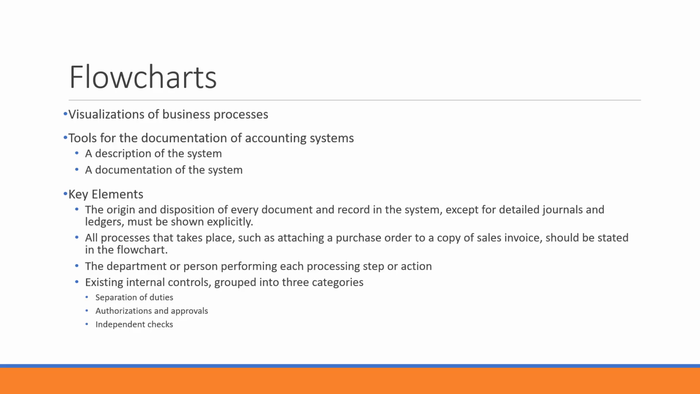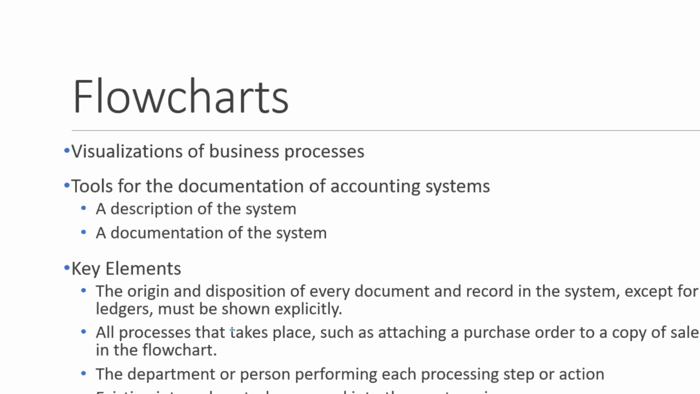So basically, flowcharts are tools for documenting the system and also describing the system. Basically, you want to document what your system is doing. You can use flowcharts. And the key elements of flowcharts include the origin and disposition of every document and record in the system.